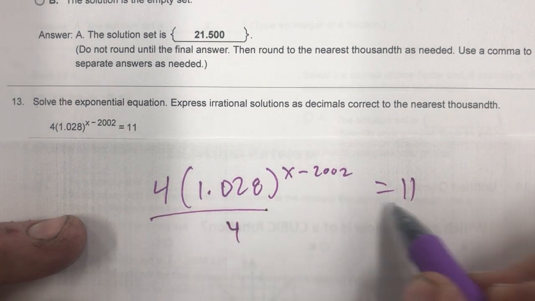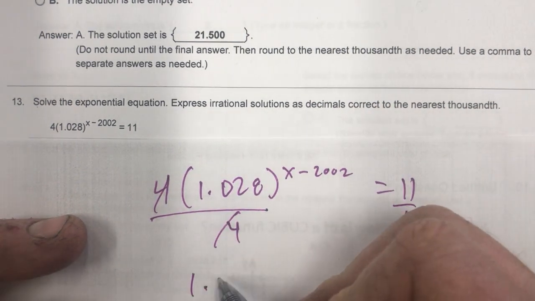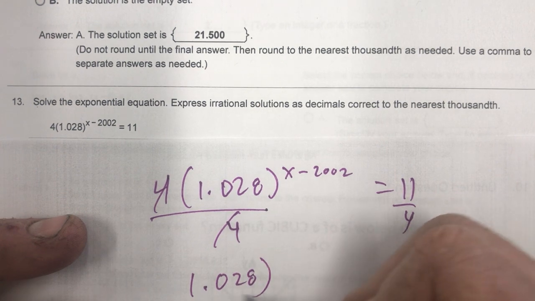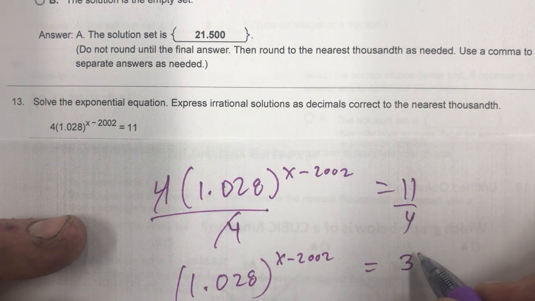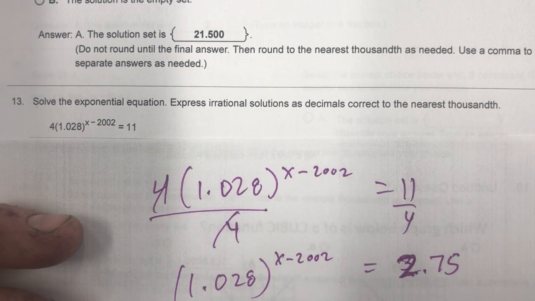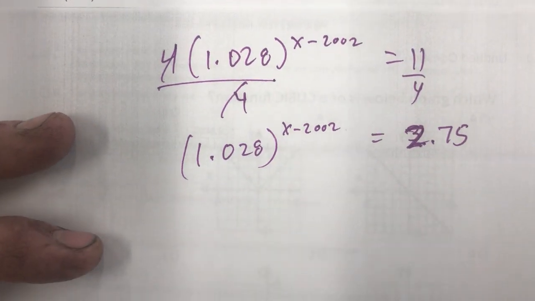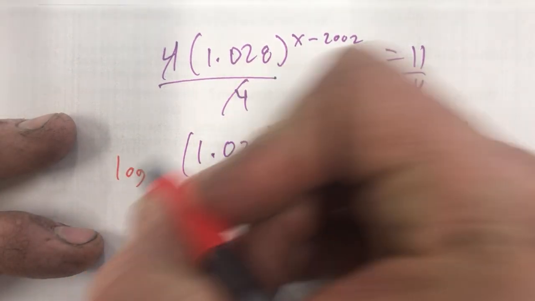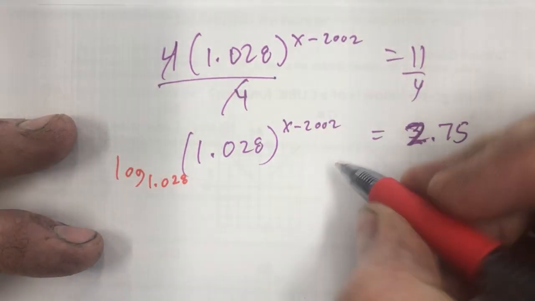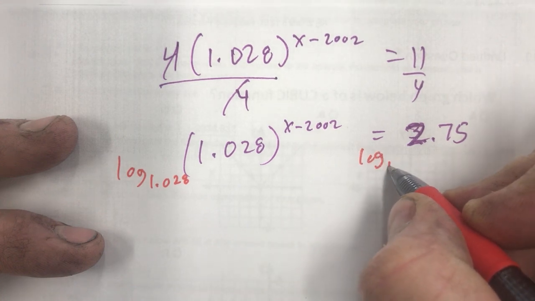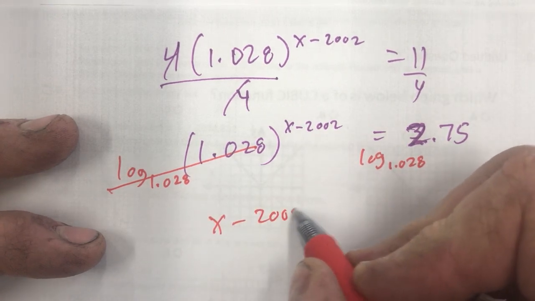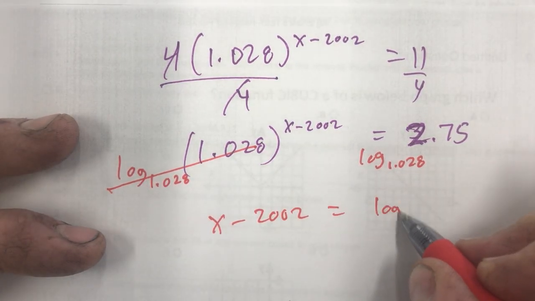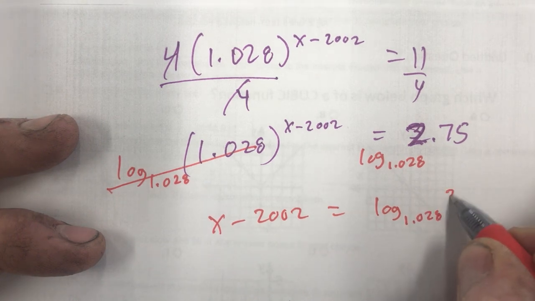Alright, so I'm going to divide both sides by 4. This cancels off. 1.028 to the x minus 2002 equals, and this is going to be 2.75. Okay. And now I can take the log of this base on both sides. These cancel, so I have x minus 2002 equals log base 1.028 of 2.75.